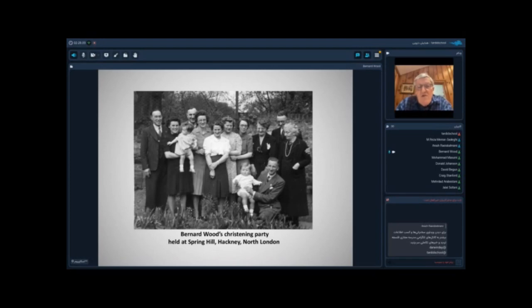This is a picture of my christening party, which occurred at a date that I'm not going to share with you. And this was at my father's parents' house in North London.